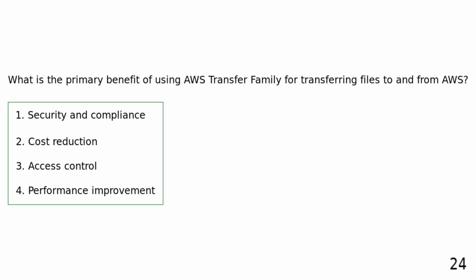What is the primary benefit of using AWS Transfer Family for transferring files to and from AWS? Security and compliance. Cost reduction. Access control. Performance improvement. AWS Transfer Family provides security features and compliance capabilities that help meet regulatory requirements, making security and compliance the primary benefit of using the service.